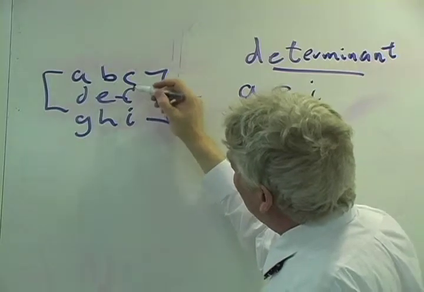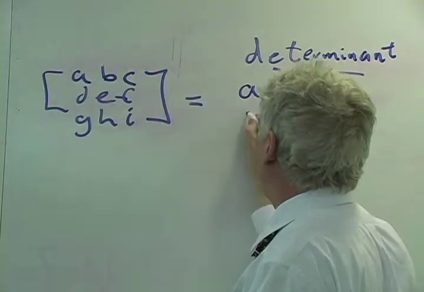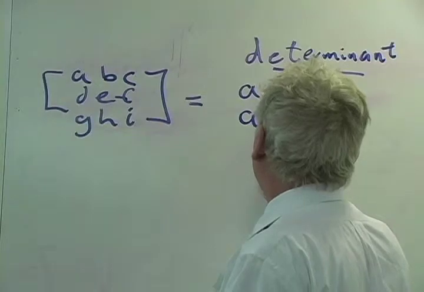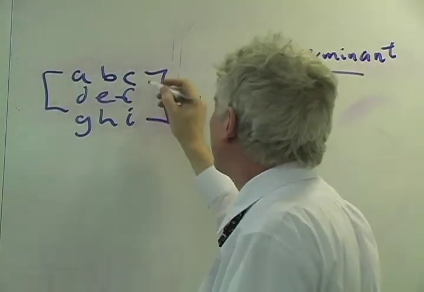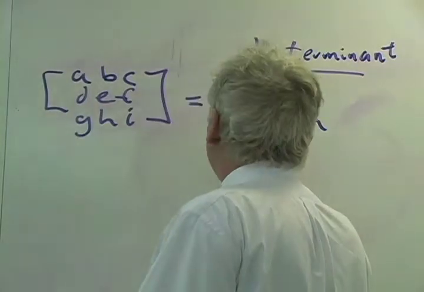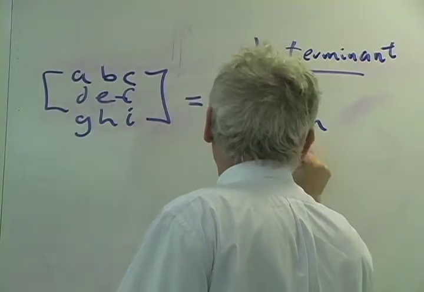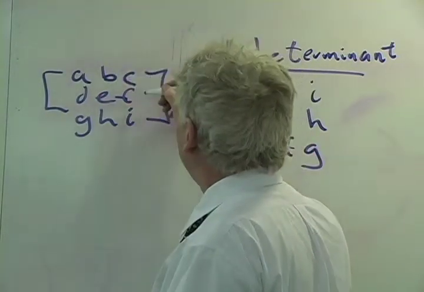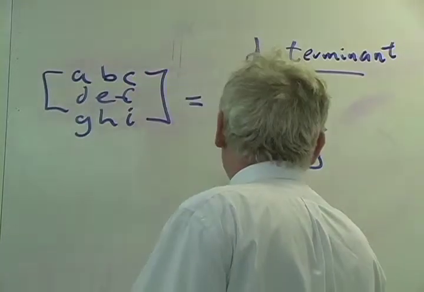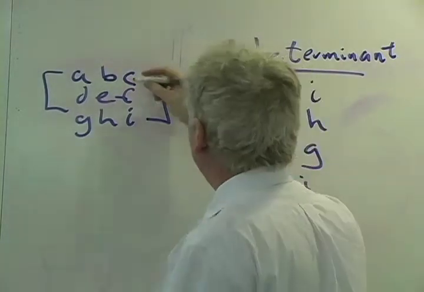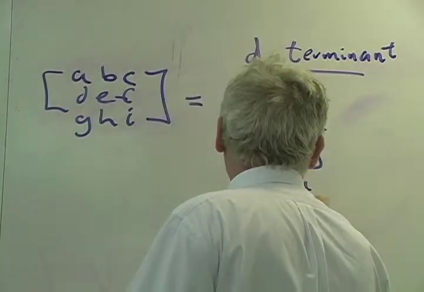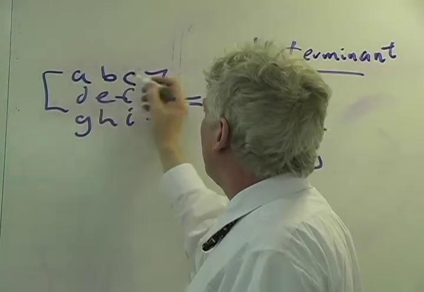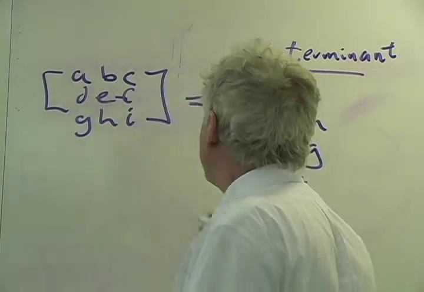And then here I'll put in an A, F, H. Now I'm just going to start writing down things. Then B, F, G, minus B, D, I. And now I'm going to do C, D, H, minus C, E, G.